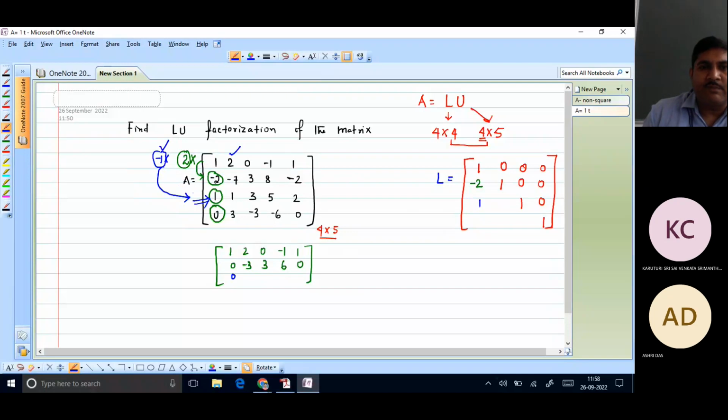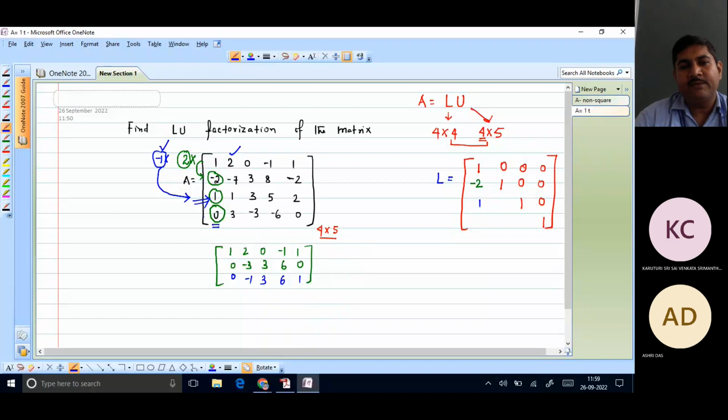So what I am getting, -1 plus 1, I am getting here 0. -1 into 2 is -2 plus 1 is -1. Next, 0 plus 3, I am getting 3. Minus minus plus 1 plus 5, I am getting 6. And -1 plus 2, I am getting 1.